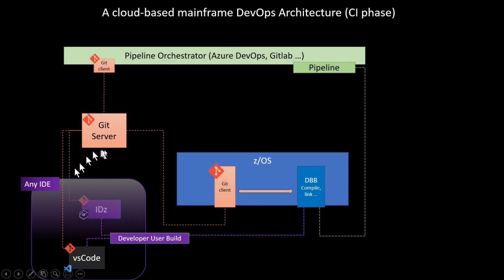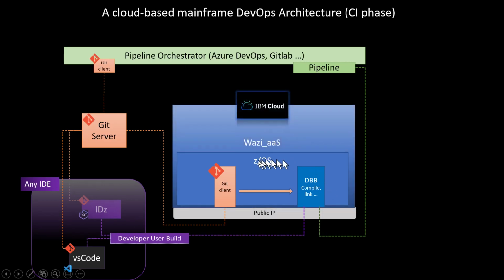Once the developer's environment is set up, you can then layer on top an orchestrator like Azure DevOps, GitLab, or any of the popular orchestrators out there today to define your pipeline that essentially runs the same types of DBB scripts that a user uses. Finally, not only can you run all of this on an on-prem real zOS platform, you can virtualize it on IBM's cloud using Wazi as a service.